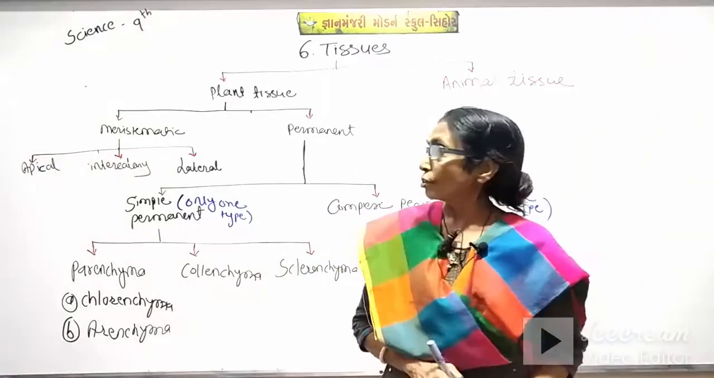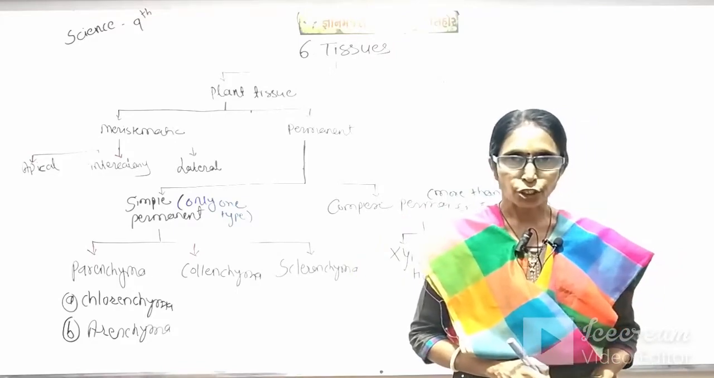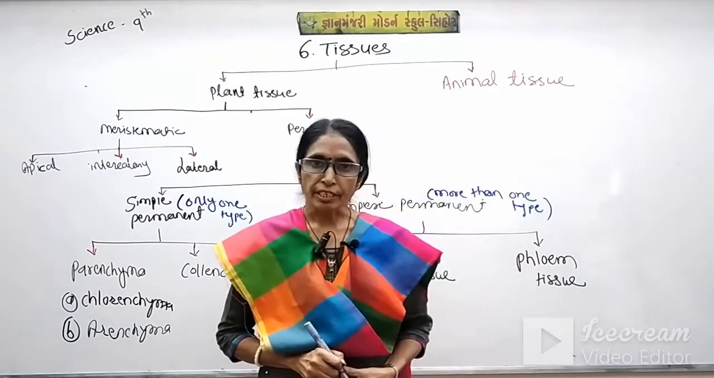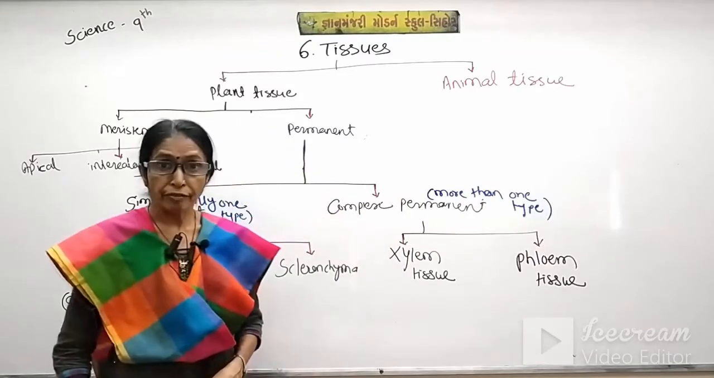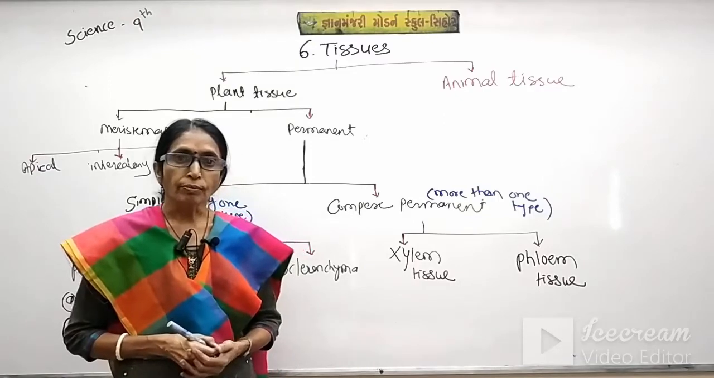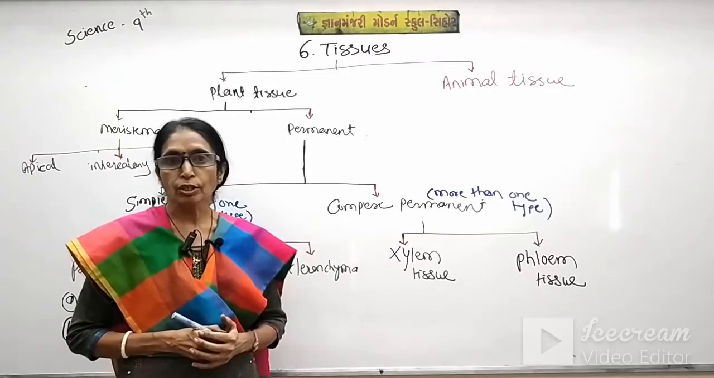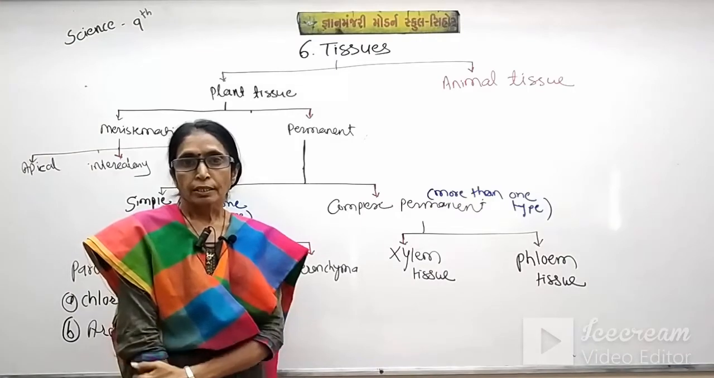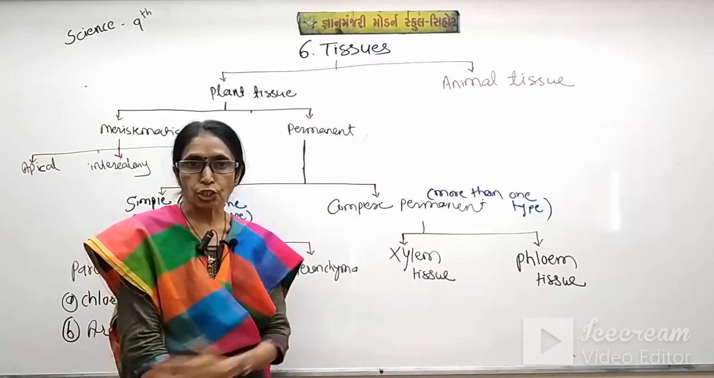Subject is Science for Standard 9 and our current chapter is chapter number 6, Tissues. We have already started this chapter in the previous period and we discussed the definition of tissue. What is tissue? A group of cells that are similar in function and similar in structure and together work to achieve a particular function.